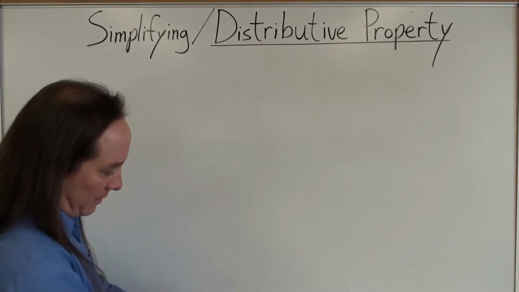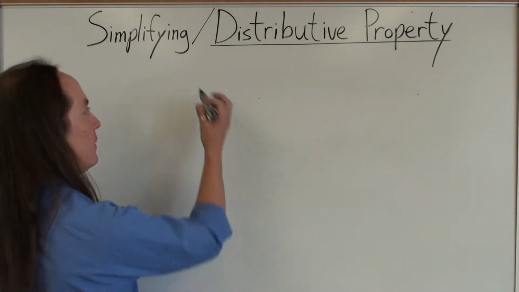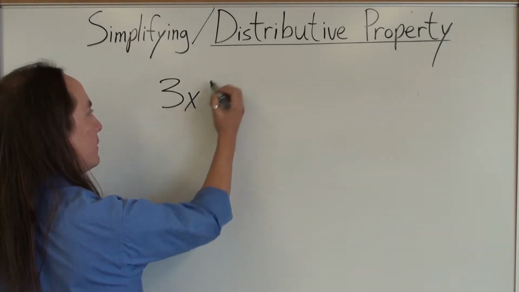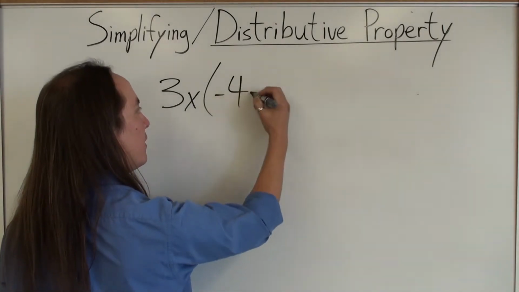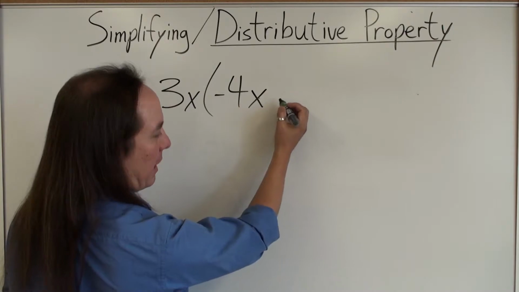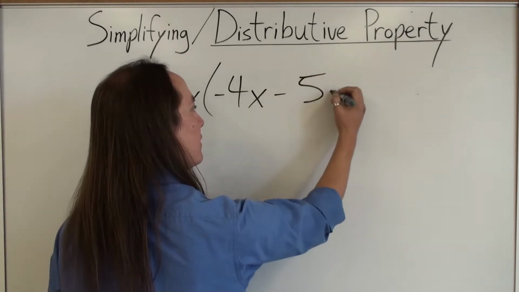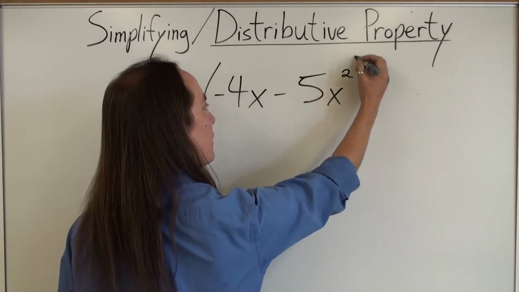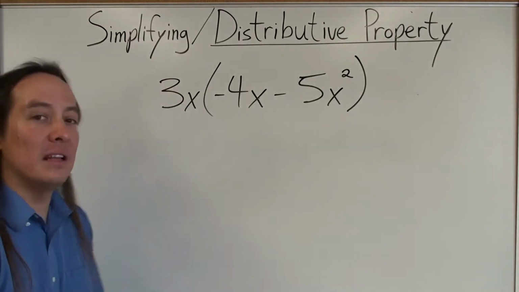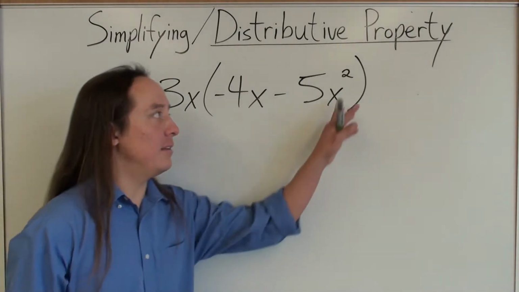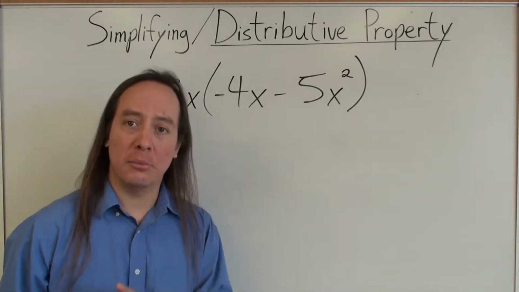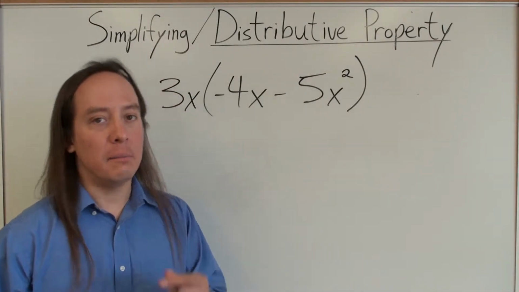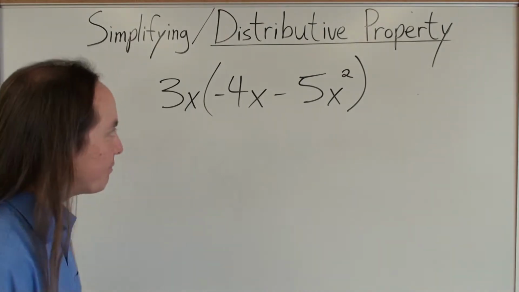Alright, let's see here. Let's do 3x times the quantity of minus 4x minus 5x squared. Okay, so this is a little bit different because I have an exponent with the variable. And this is why we need to know how to multiply variables with exponents. Make sure you check out that video.